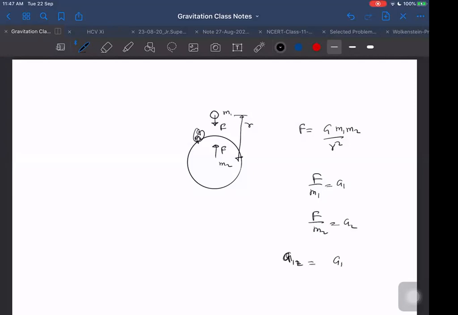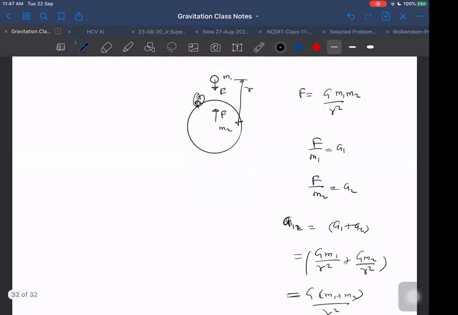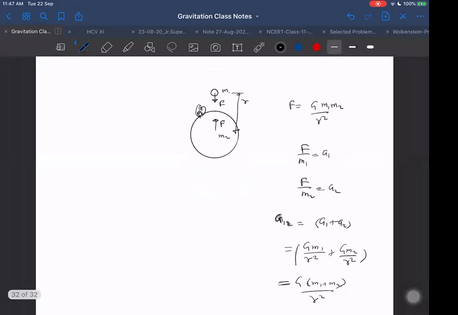Then the acceleration with respect to the observer will be A1 plus A2, that is G M1 by R square plus G M2 by R square. So that is G into (M1 plus M2) divided by R square. Right? That's understood. So the relative acceleration will be this.